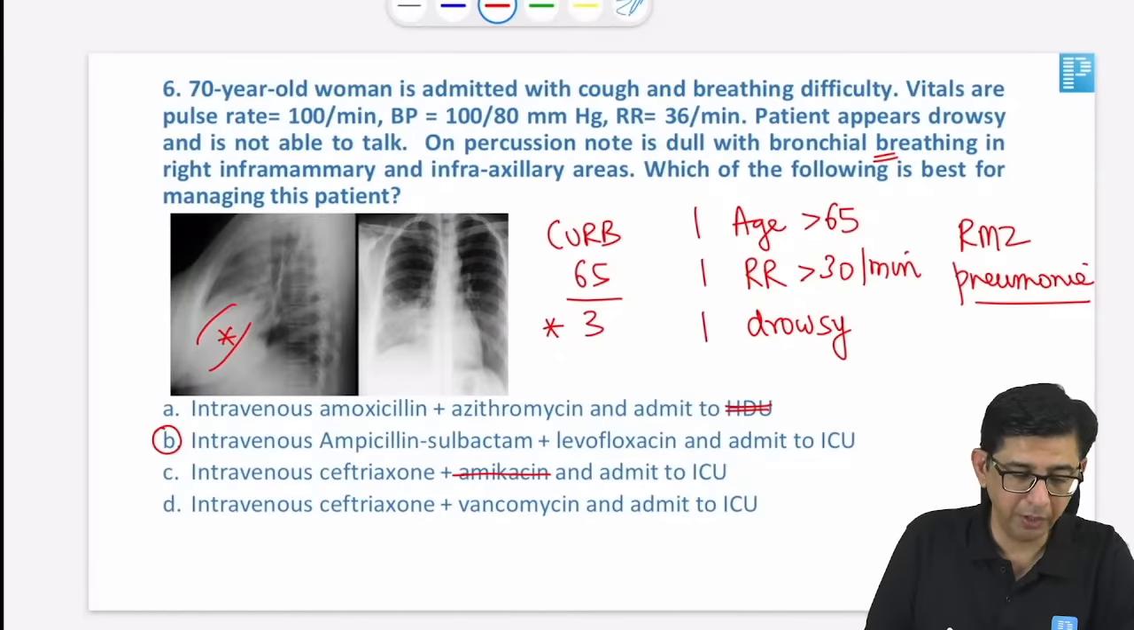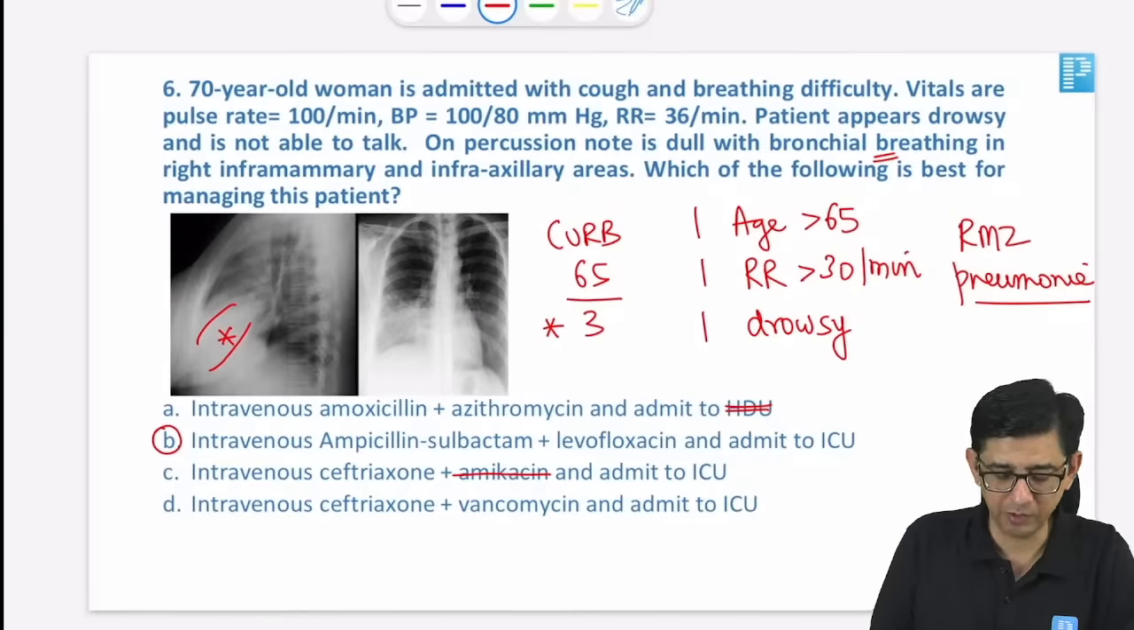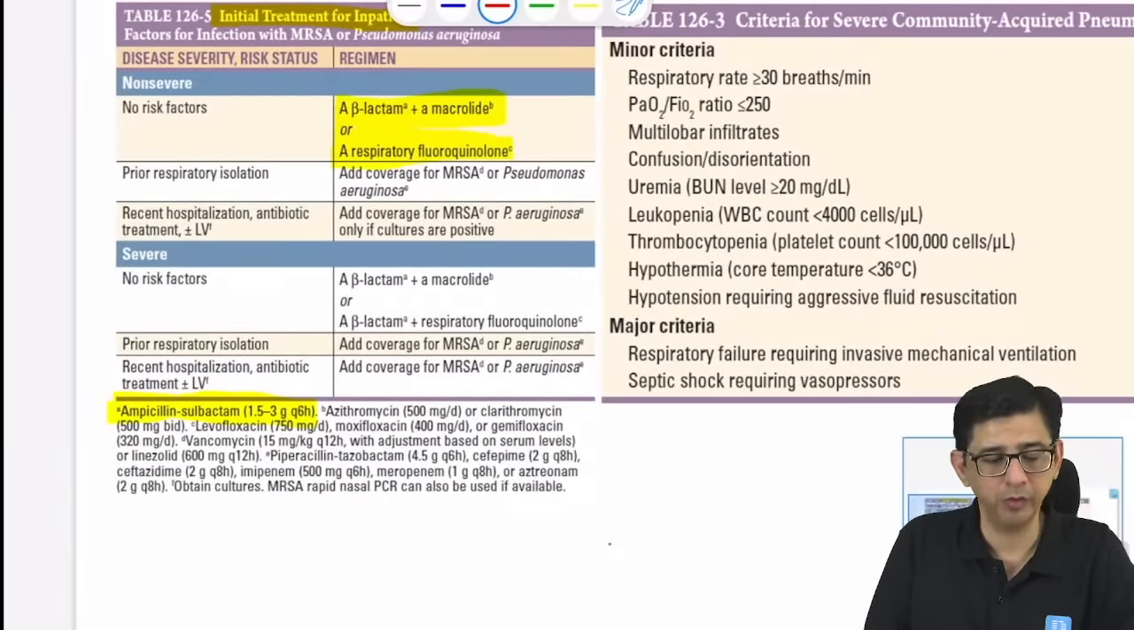Yes, for empirical meningitis, we use ceftriaxone plus vancomycin. Exactly, Neeraj, you're right in that. For empirical meningitis management in adults, we use ceftriaxone and vancomycin. But in this case, it would be a beta-lactam, and along with that, we'll be using a respiratory fluoroquinolone.